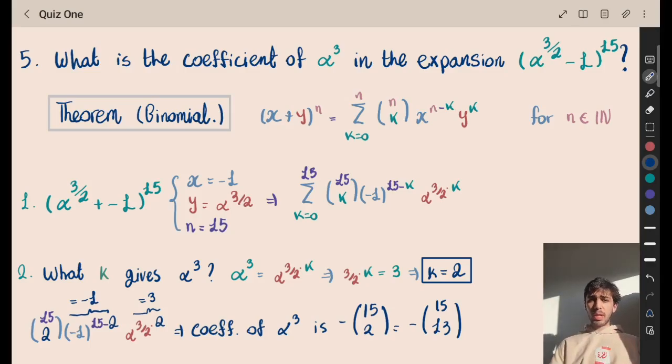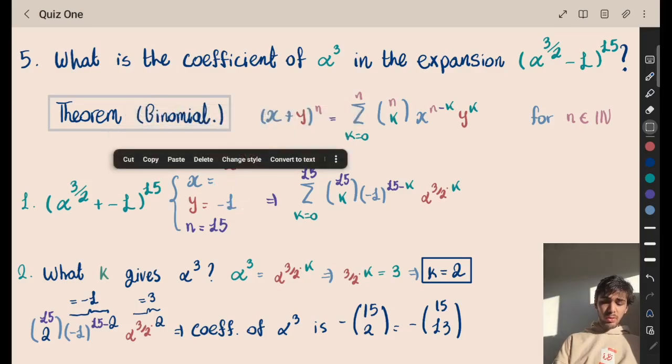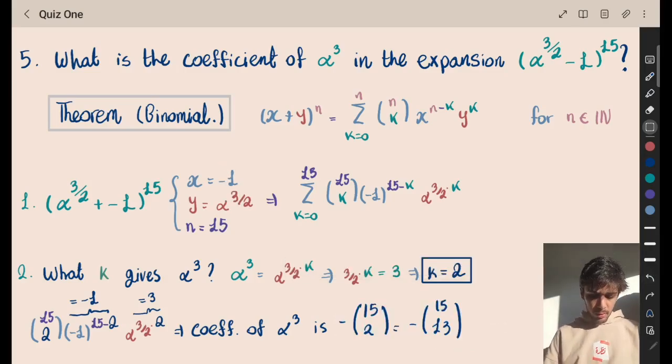Now, if you would like to check, for example, or redo this exercise, you could try to do it with y equal to minus 1 and x equal to alpha to the 3 over 2. You'll get the same answer. You'll probably get this one directly, and you won't find it in the choices. So then you have to adapt the answer. You don't have to do it all over again, but you have to make this link between the two combinations. So this is one way you could re-practice this question.